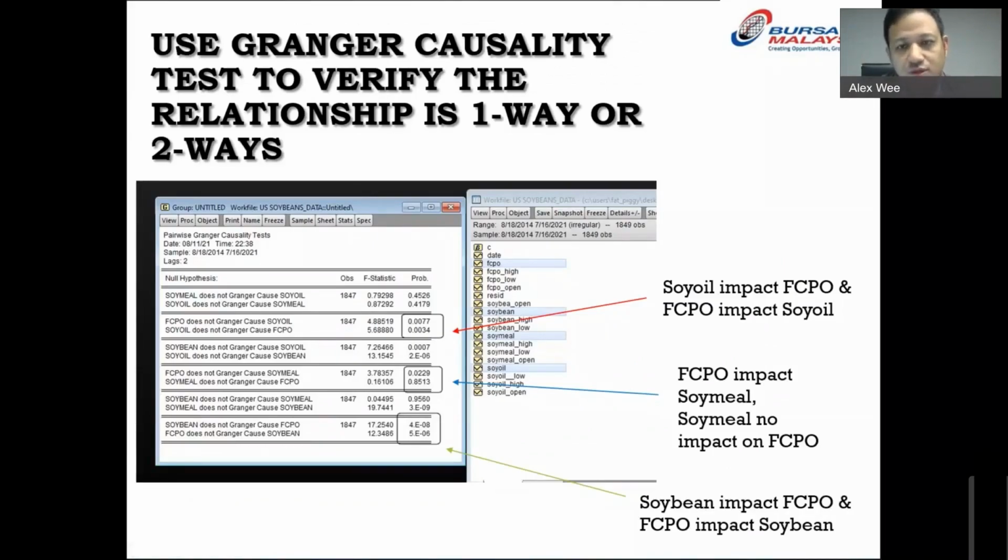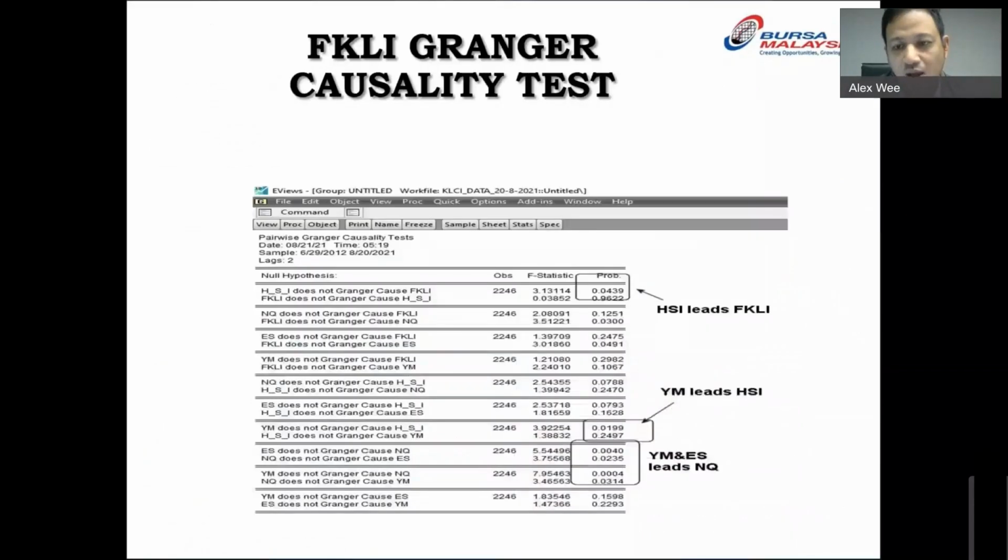So it's not an absolute thing. That tells me that if you want to do intermarket modeling, we are not as sure as with FKLI, where you are sure that Dow Jones is leading Hang Seng and Hang Seng is leading FKLI. That one is quite clear, right? You always look at the leader and trade the lagger. That's what intermarket analysis is about.